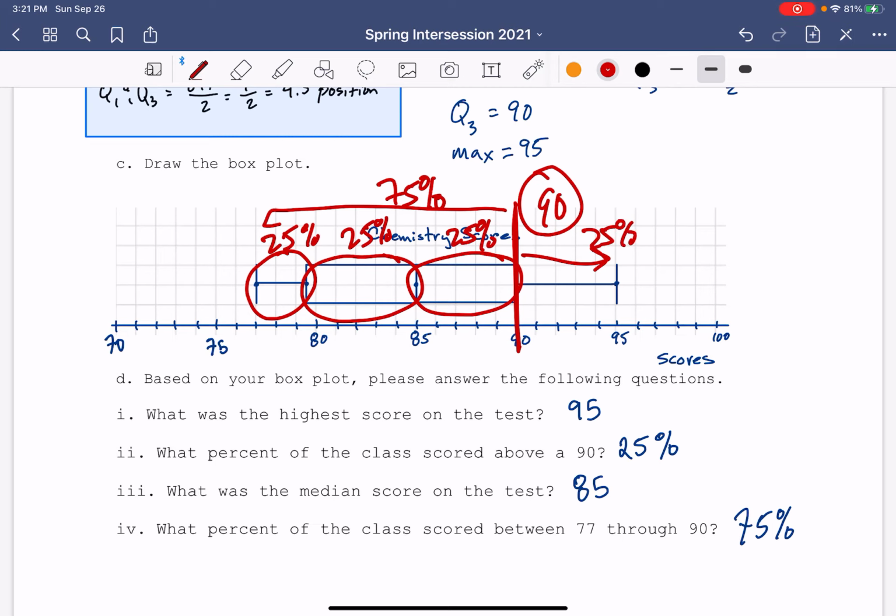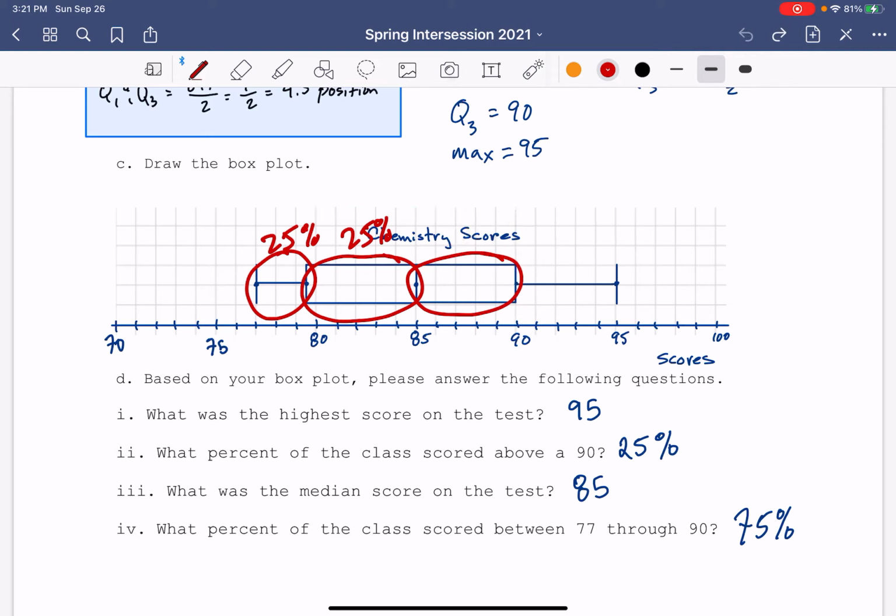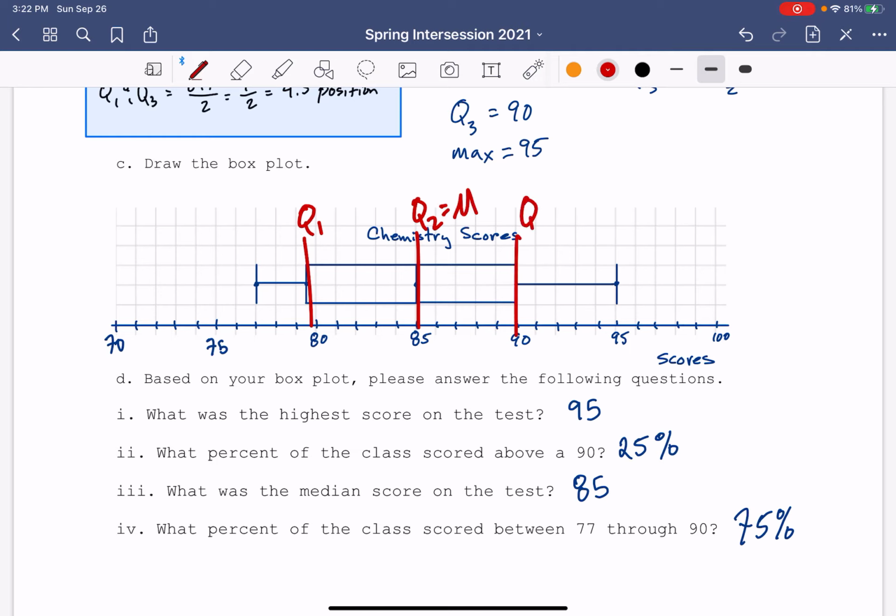Okay? Remember that when we're talking about the 5-number summary and when we're talking about the box plots, right? We're talking about quartiles. Here's the first quarter. Here's the second quarter, but we call it the median. Here's the third quarter.